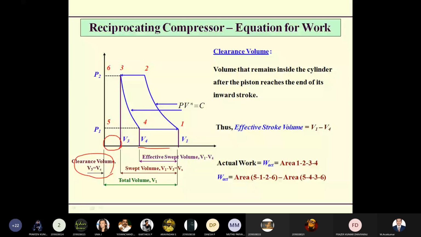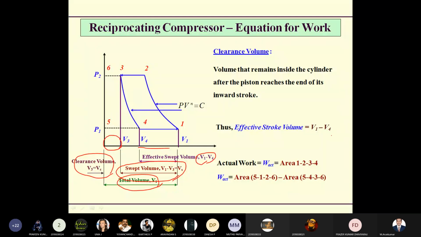So the actual stroke volume can be calculated with the equation V1 minus V3, that is the stroke volume. Then the effective stroke volume can be calculated with V1 minus V4. Then the total volume of the piston cylinder arrangement will be your V1. Then what is clearance volume? It is the volume that remains inside the cylinder after the piston reaches the end, TDC, right, the end of its inward stroke. So thus the effective stroke volume can be V1 minus V4.